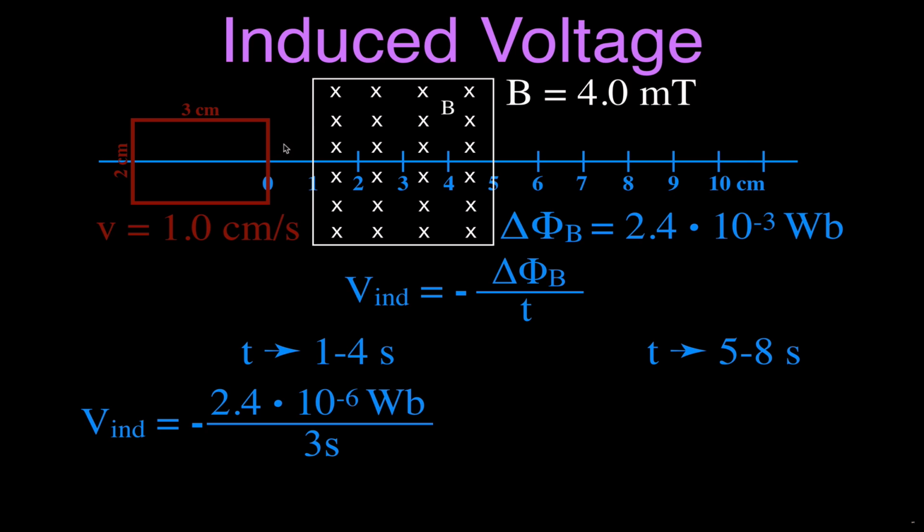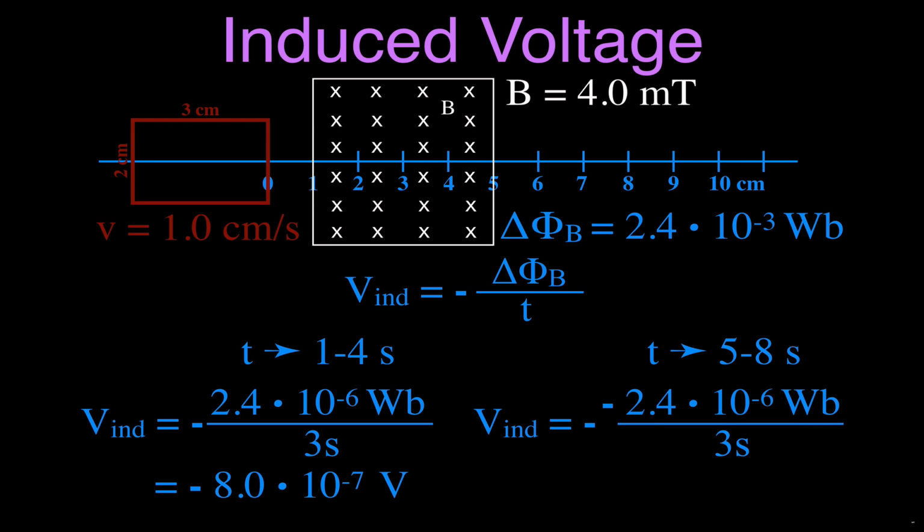Sometimes people think this is 4 seconds, but it goes 1 second, 2 seconds. This is 3 centimeters, and it's moving at 1 centimeter per second. So we divide that, and we get minus 8.0 times 10 to the minus 7 volts. That's the induced voltage during that 3-second time interval.